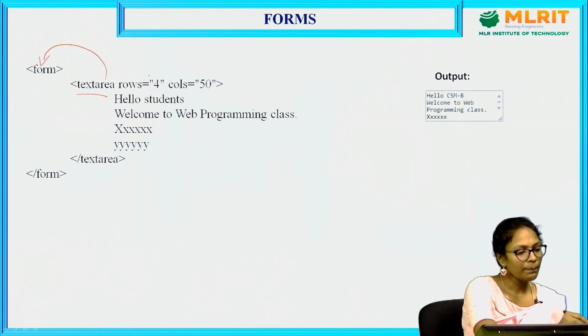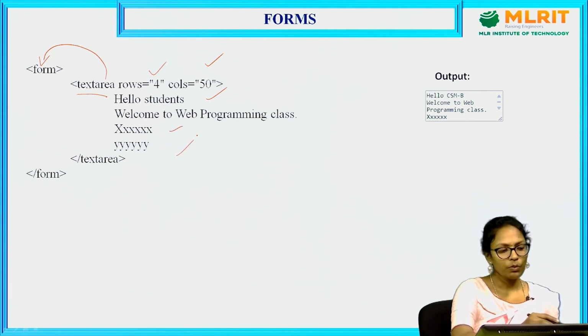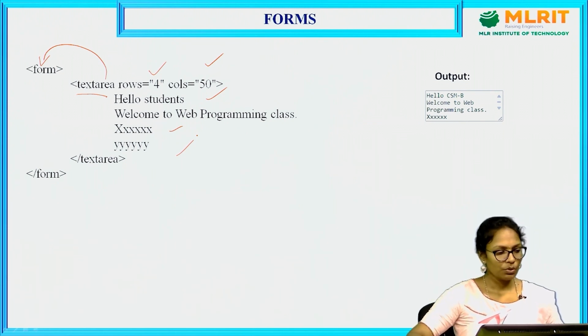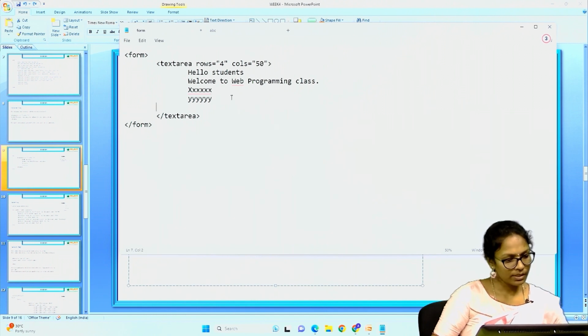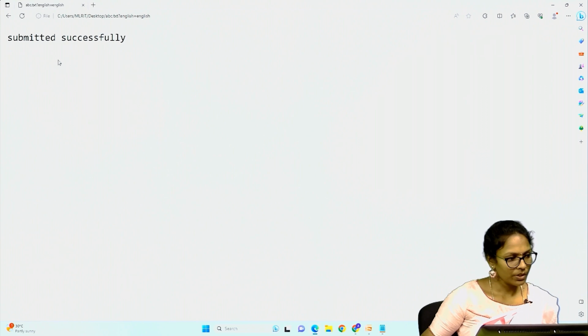So in the text area, I'm giving 4 rows and 50 columns. I'm giving some statement: Hello students, welcome to web programming class, and some content. I'm giving 4 rows. But if I try to give the 5th row also, yes, it will accept, but it will not display. So we'll check the output once. So this is the output. Along with these 4 lines, I am also giving some other text, 6 lines of text in total. Then I am saving.